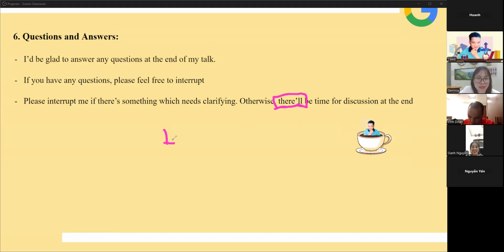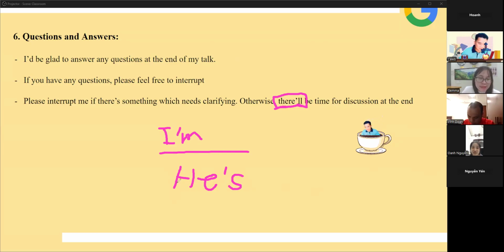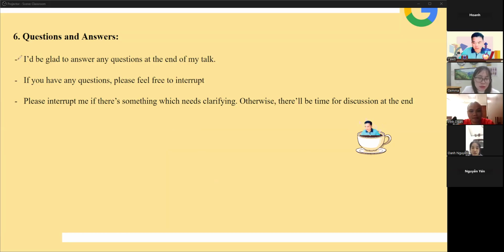Okay, and I also observed that most Vietnamese read this as "I am," but it's "I'm." And also "he's," they read it as "his" or "he is," but we read this as "he's," okay? Contractions, yes. These are called contractions. Every time we see them, we say them as contractions, like shortened versions of the two-word version. So instead of "there will," it's "there'll be."